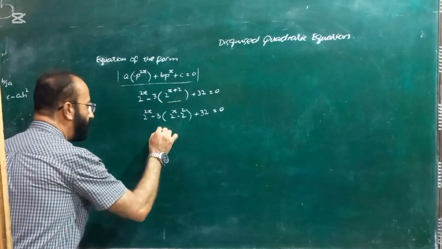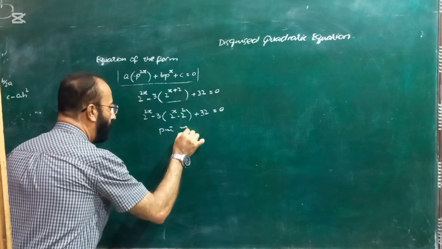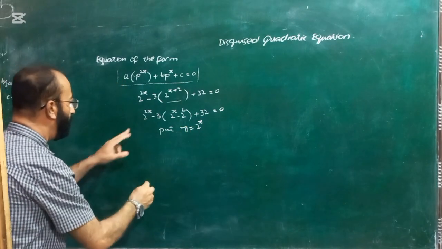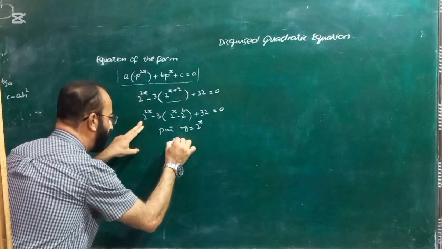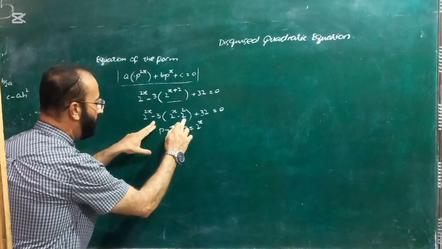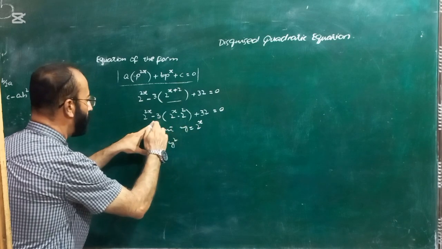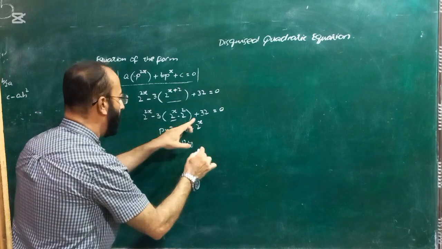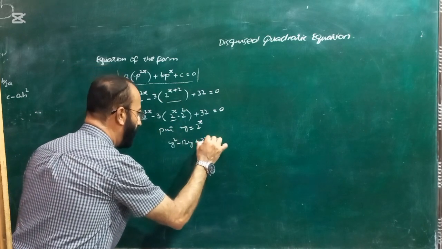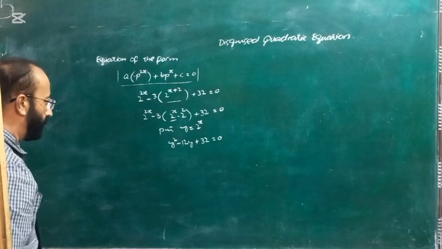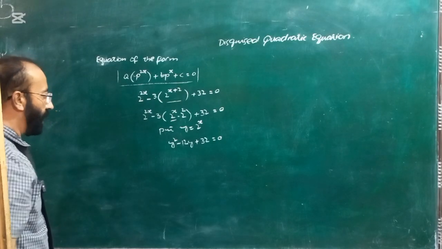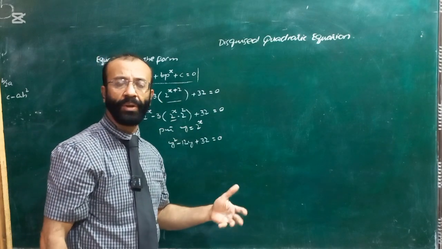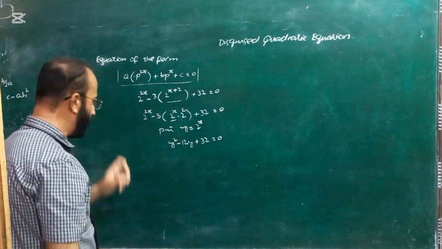So at this step we are going to put y is equal to 2 raised to power x. So the equation will become y squared minus, this 2 raised to power 2 will become 4, so 4 threes are 12, so minus 12y, and plus 32 equal to 0 will remain as it is. Okay, at this step we are going to solve it through any method, that is factorization or completing the square, etc.